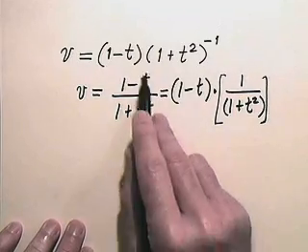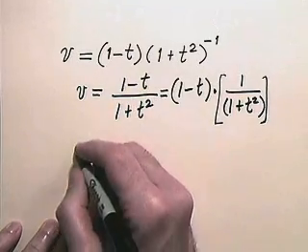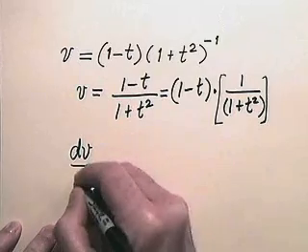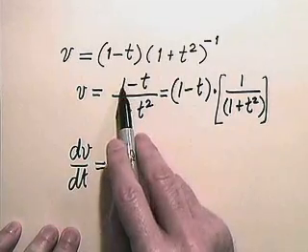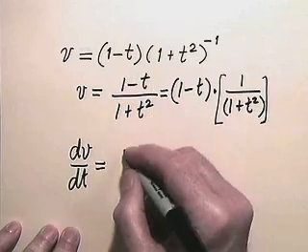Let's apply the quotient rule directly to this. So dv dt is equal to, remember, begin by differentiating the numerator. Well, that's just -1.